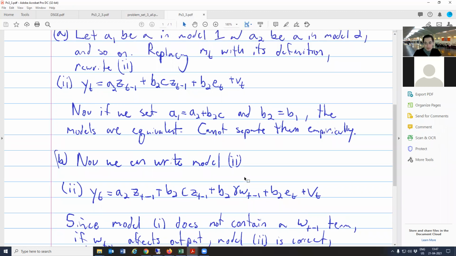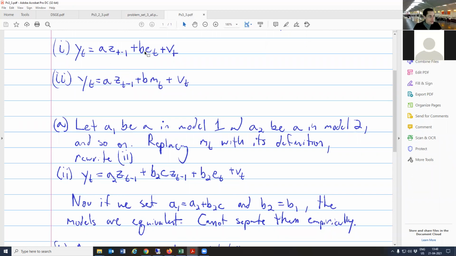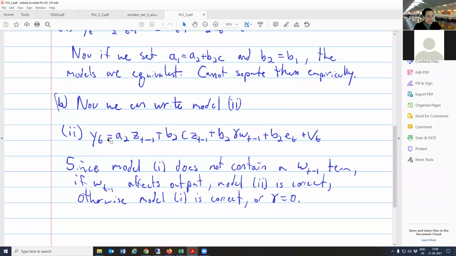Why is that? Because model 1 has a ZT minus 1, but it does not have a WT, okay? So that means that now we actually can differentiate these two models. Why is that? Because WT minus 1, under model 1, has no effect on output. Under model 2, it does have an effect on output, as long as gamma is not equal to 0. So all I have to do is see, is there a correlation between WT minus 1 and YT? So I look at some data, I see if there's a correlation there.